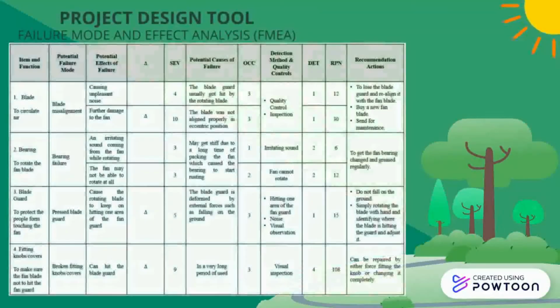The next slide is FMEA, which is failure mode and effect analysis. As you can see in this table, what we can conclude is that the fitting knob shows the most significant effect on the fan, which has to be redesigned using concurrent engineering in order to make it safer.